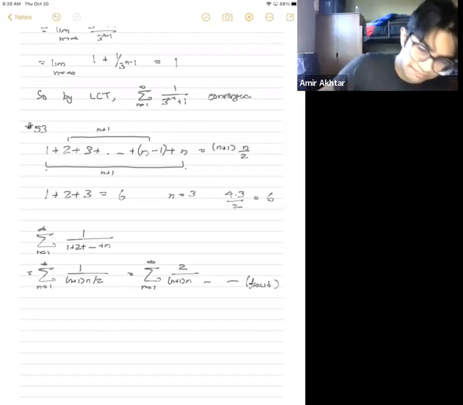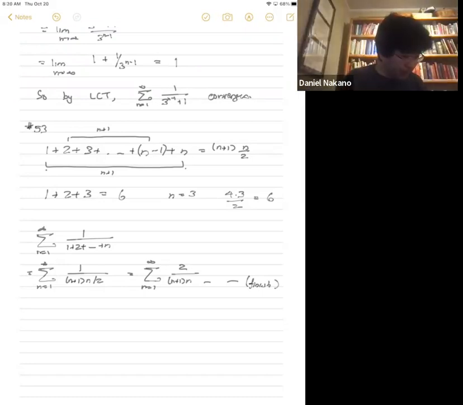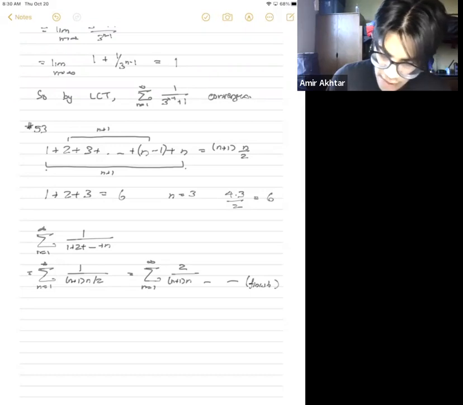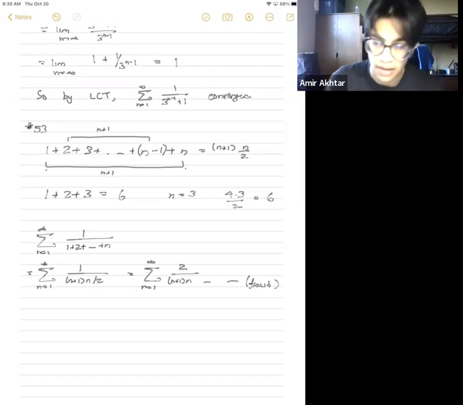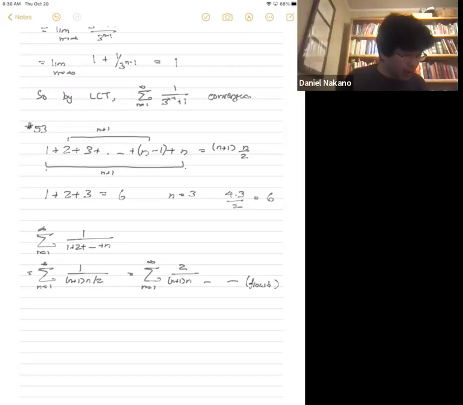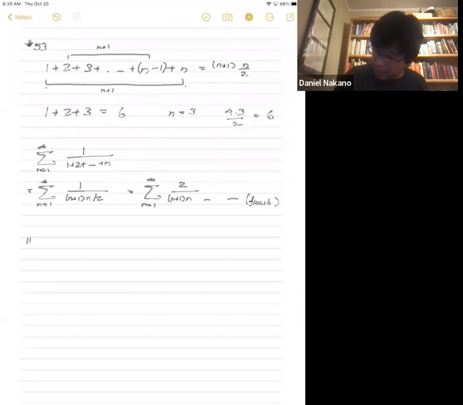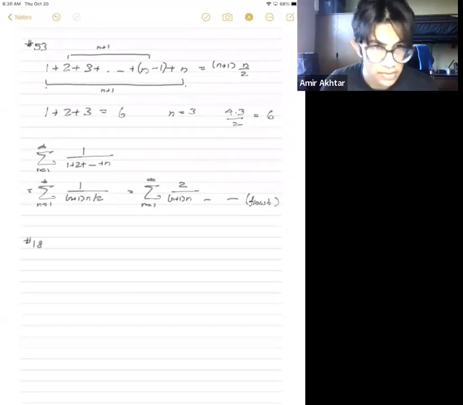For number 18, could you use the direct comparison test for 1 over n and say it diverges by the p-test and then compare that to the other one? I would use limit comparison. Just take the limit, just do 3 over n or 1 over n. Let me write this down as a note. So what's this, 18? Yes.